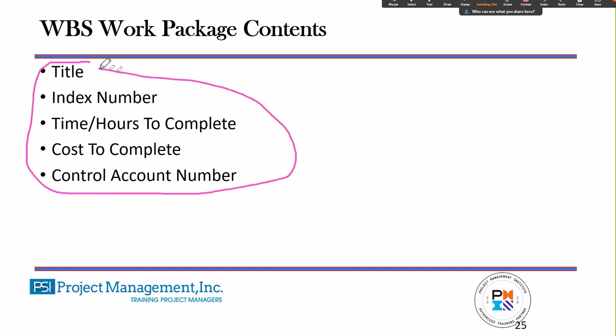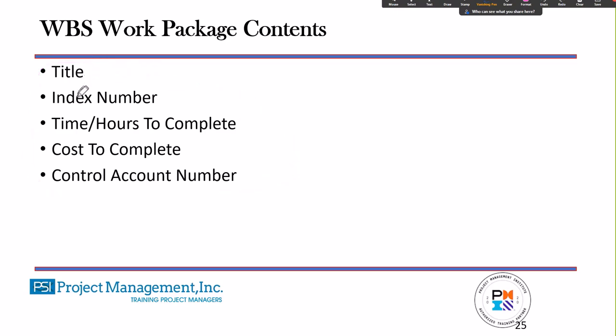But it has basically 5 items in it. And most of the time, most people only use 2 items, and that is the title. It's got to have a title, and it's got to have an index number. It could have the durations, it could have the cost for each work package, and a control account number where you would assign your costs to. But other than that, that's all the information that's in a WBS.